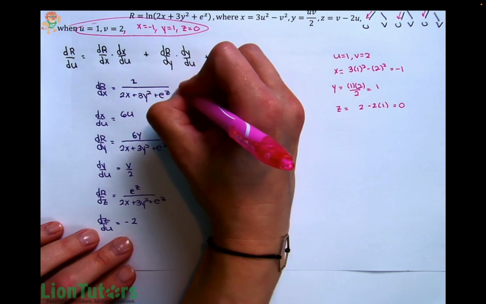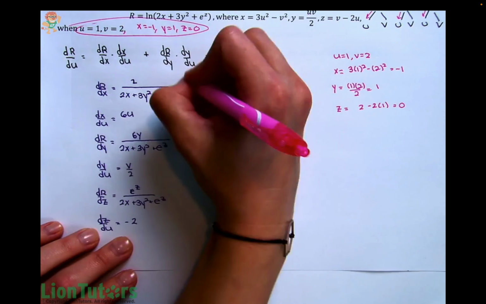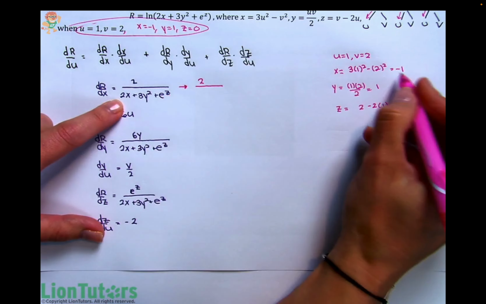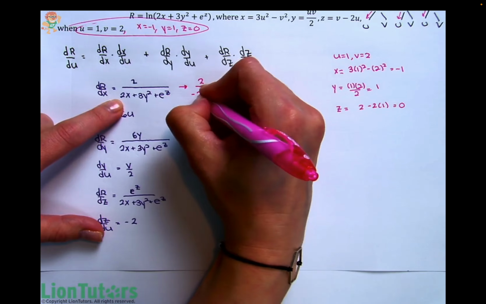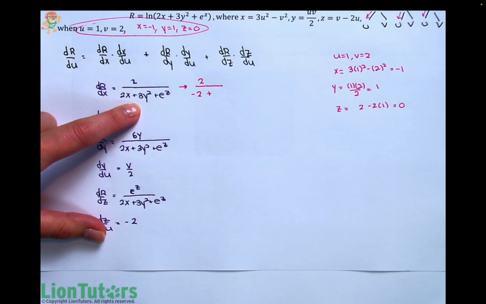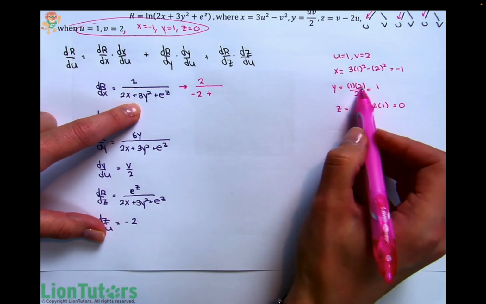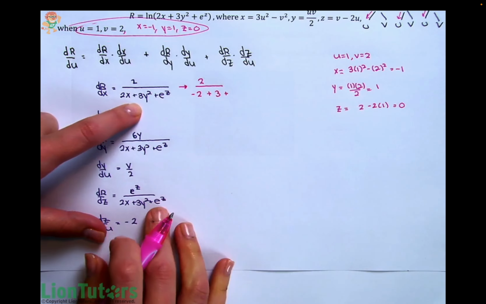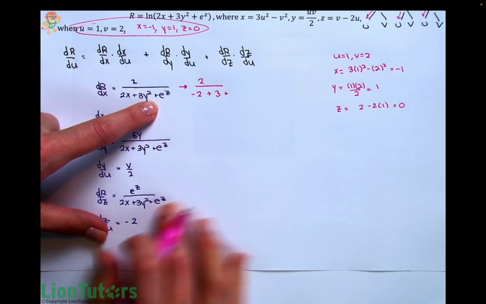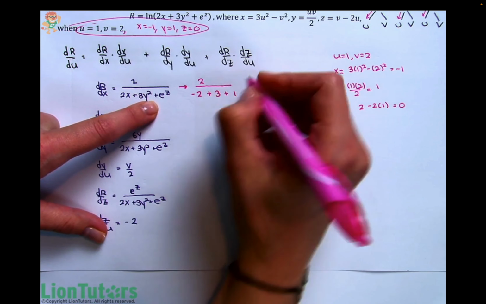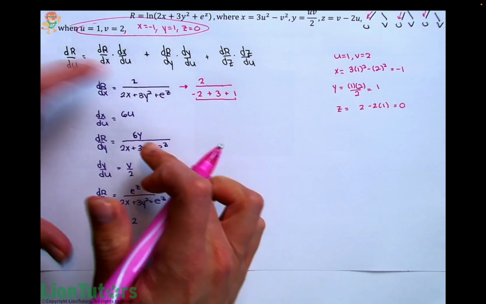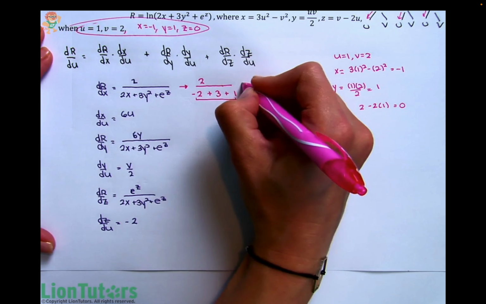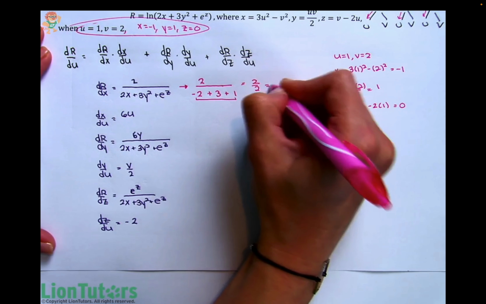All right, so plugging all those values in here. That's going to give us a 2 on top. And on bottom, we're going to do 2 times x, so 2 times negative 1, which is negative 2, plus 3 times our y squared, so 3 times 1 squared would be 3. And then on bottom, we have an e to the 0, which is 1. So overall, this entire denominator, which is going to show up a lot, is going to be negative 2 plus 3, which is 1, 1 plus 1, which is 2. So 2 over 2 ends up giving us 1.